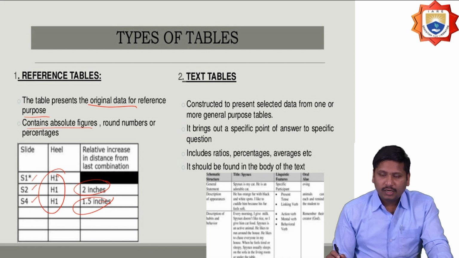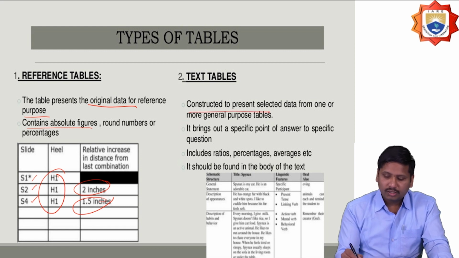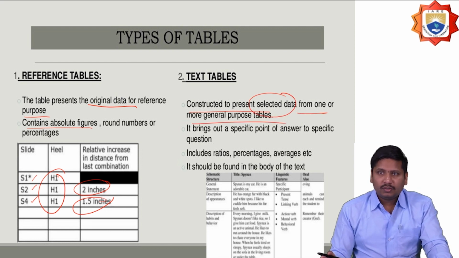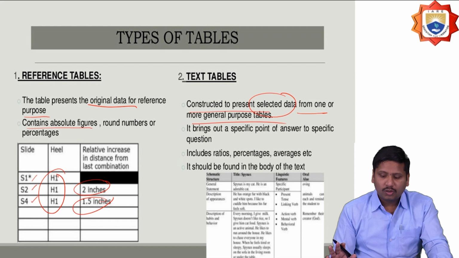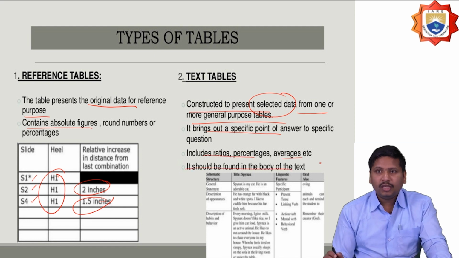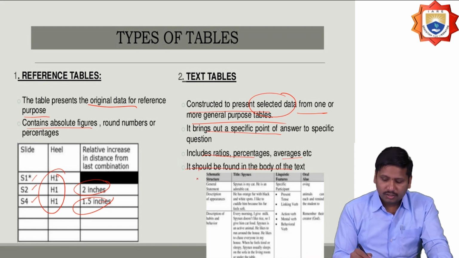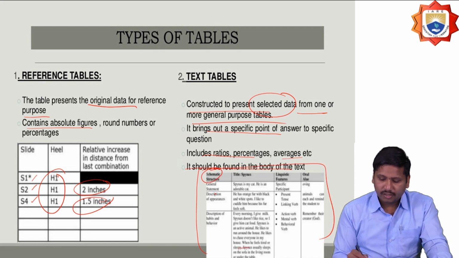If I'm going for the text table, it is constructed to present selected data from one or more general purpose tables. So already we have some general purpose tables. From that, we select some of the data and construct the text table. It should bring out the specific point or answer to a specific question, it should also include ratios, percentages, and averages, and it should be found in the body of the text. So a text table has a systematic structure, syntax, and linguistic features.